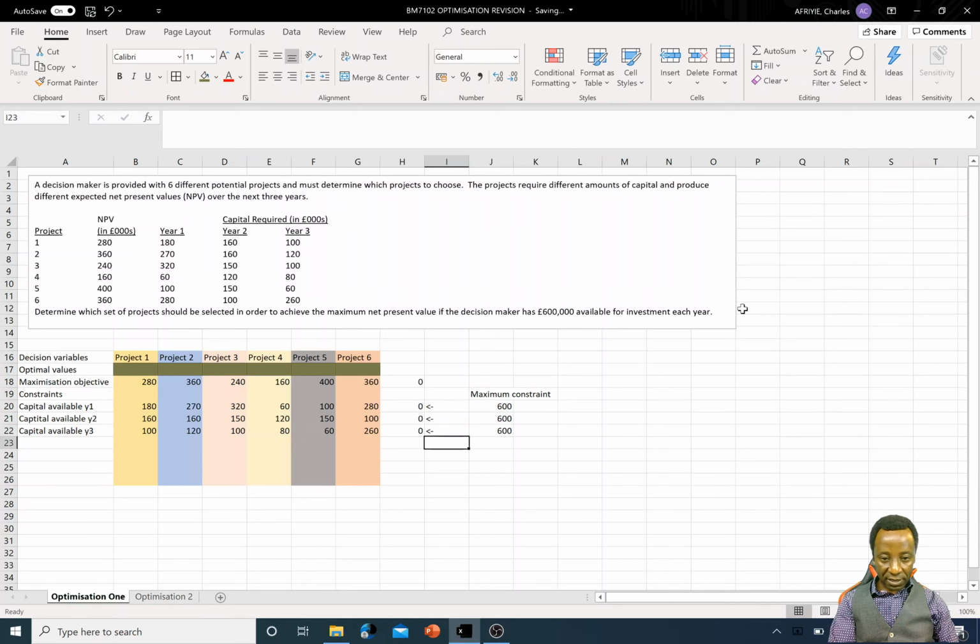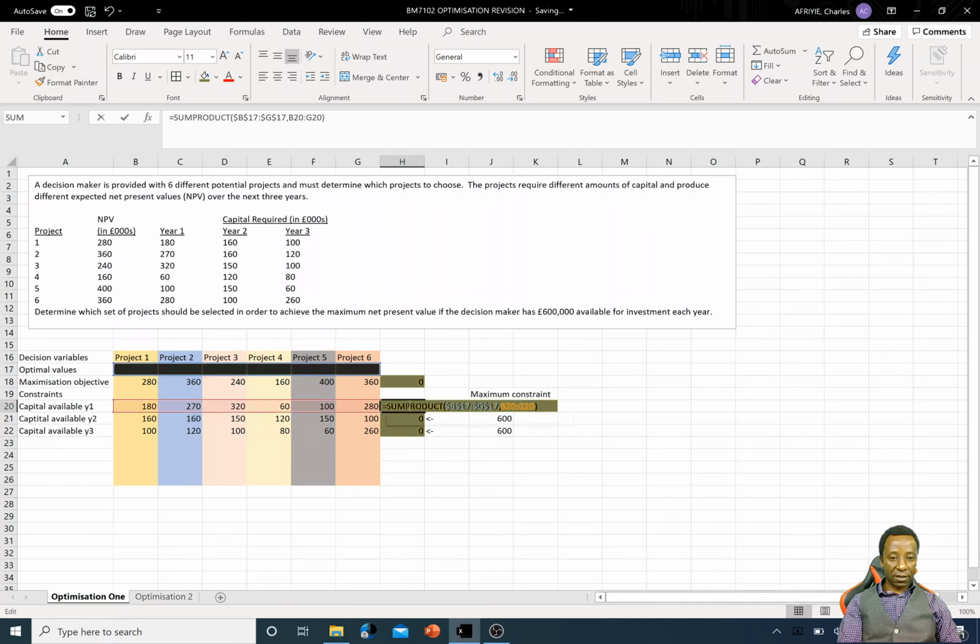Effectively, what I'm saying is the total figures that will pop up there for capital requirement for year 1, for year 2, and for year 3 should be less than or equal to the 600,000 that's available. The way we would work that out is the formula here will be multiplying the 1s and the 0s that will pop up in our optimal values row by the capital requirements for each of the respective projects. Please remember, this is just for my convenience.